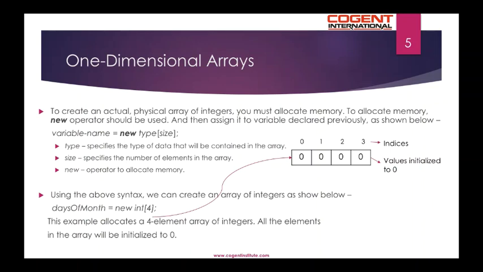We have days of month, which was the variable name that we had used in the previous slide when we declared the array. Then we use the new operator followed by int, which was the data type that we had used in the declaration, followed by the number of elements, which is 4 in this case. So this example allocates a 4-element array of integers. All the elements in the array will be initialized to 0, as seen on the right side here. There are 4 elements, all are initialized to 0, and these are the indices starting from 0 till 3.